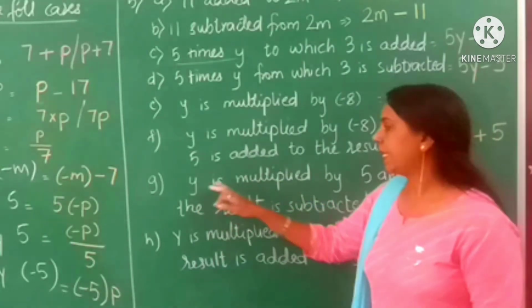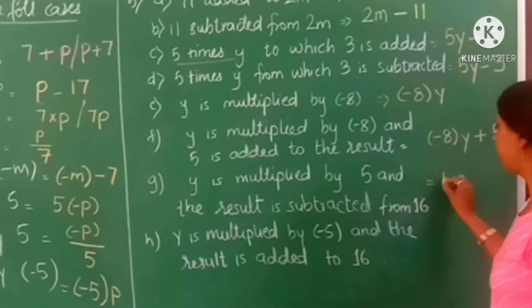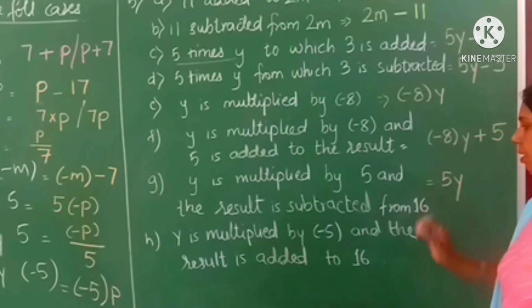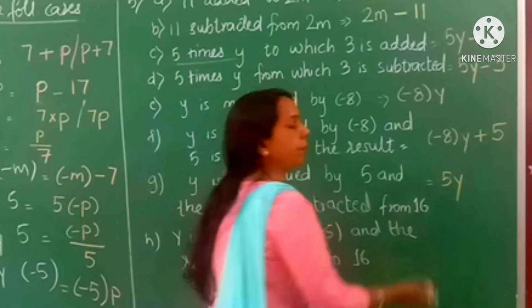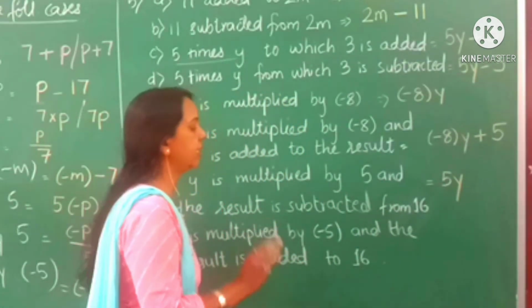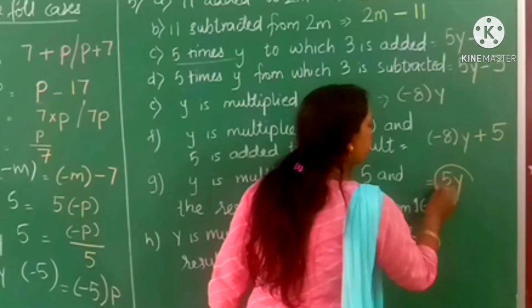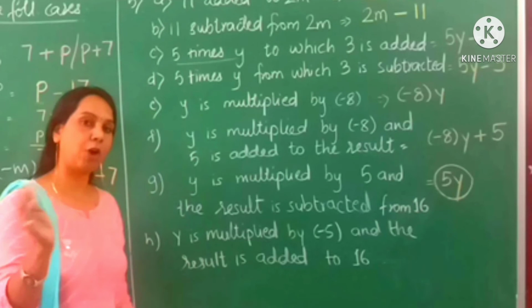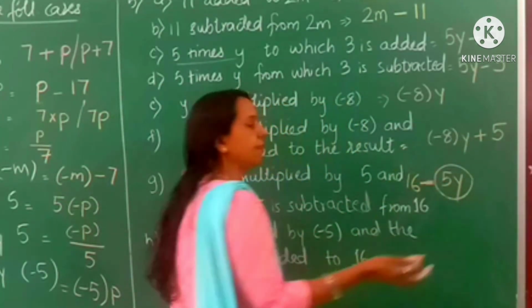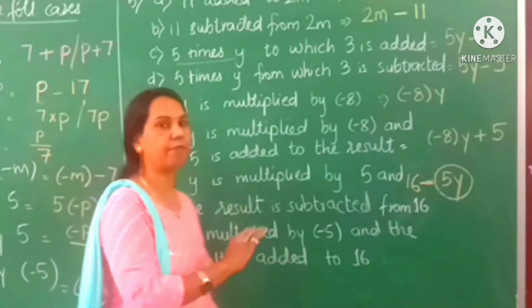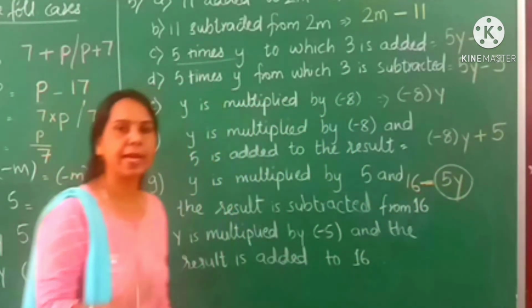Next, y is multiplied by 5. So we will write it as 5y. And the result is subtracted from 16. Okay. Now here the sentence is whatever the result we get, this whole is subtracted from 16. So here it will be minus first, then this result will be subtracted from 16. So 16 will come prior. Okay. So 16 minus 5y is the expression.